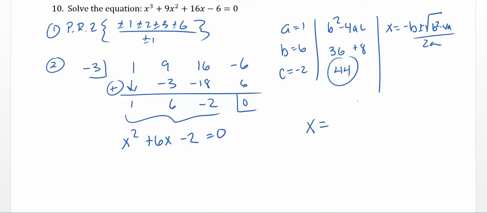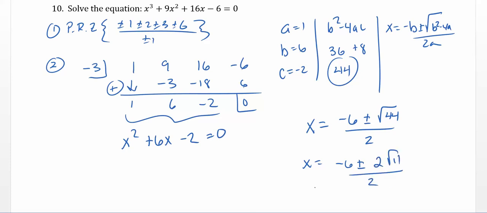So x would have to be negative 6 plus or minus the square root of 44, all my hard work in step number 2 over there, divided by 2. So that looks like negative 6 plus or minus, when I simplify all of this, I'm going to get 4 and 11, so 2 times the square root of 11, and then all divided by 2. So when it's all said and done, looks like x is equal to negative 3 plus or minus the square root of 11.